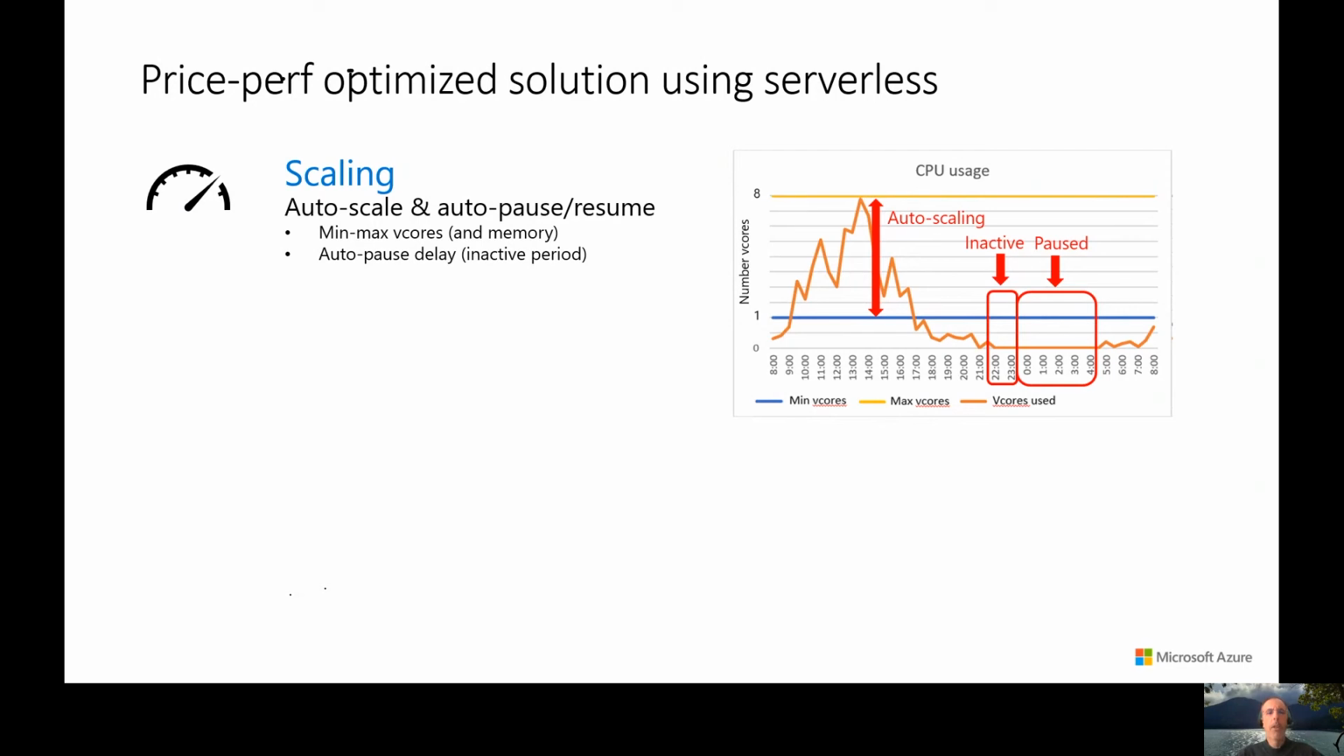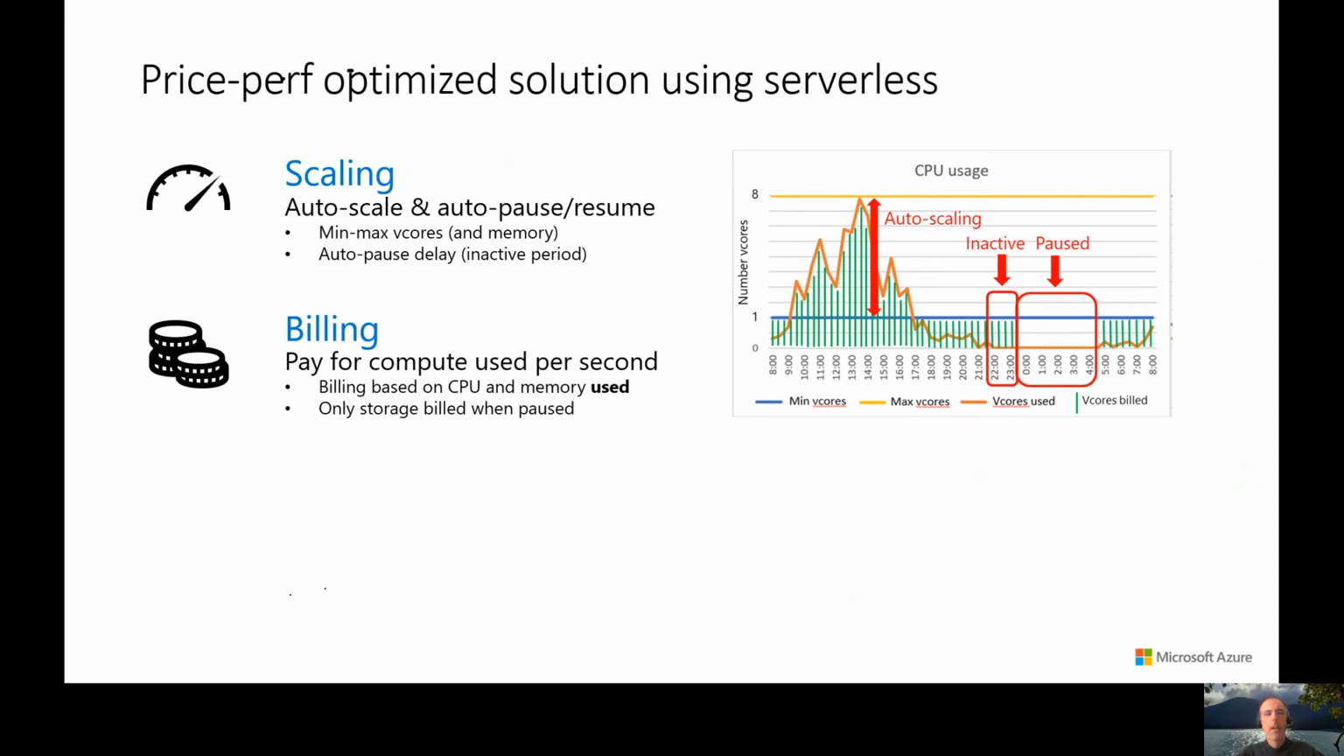The second key capability for serverless is its ability to automatically pause and resume. In this case, if the database is idle enough for long enough, then the service will automatically pause the database, put it into a dormant state, and leave it paused until activity returns, at which point the service will then automatically resume the database.